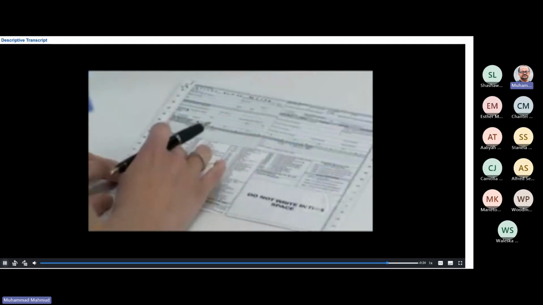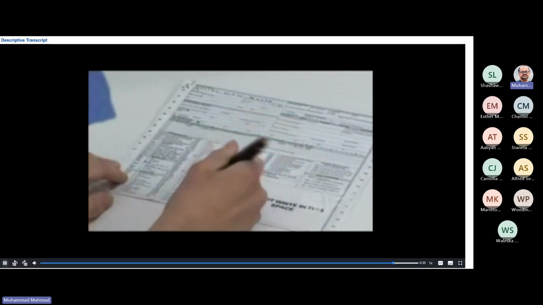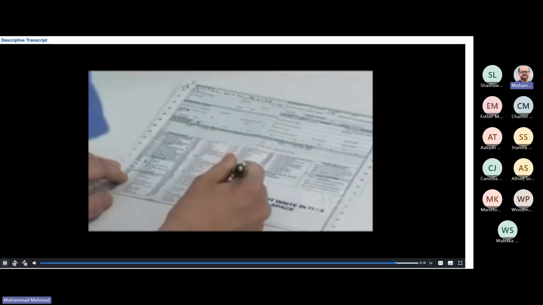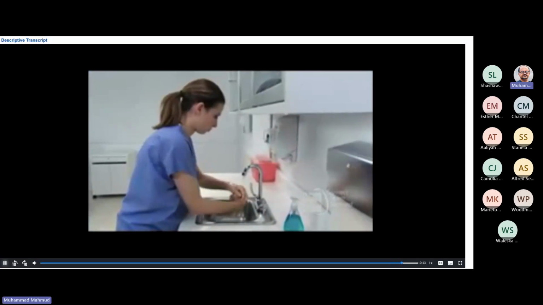Prepare the laboratory requisition slip and place it and the specimen in the proper place for transport to an outside laboratory. Remove your gloves and wash your hands.